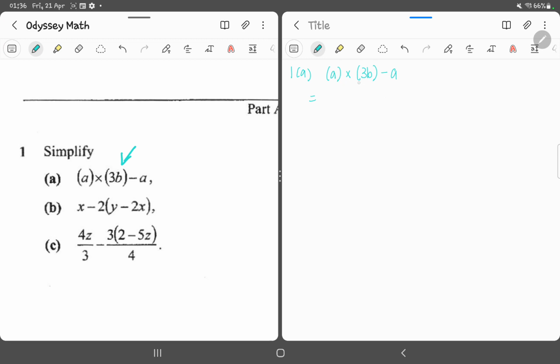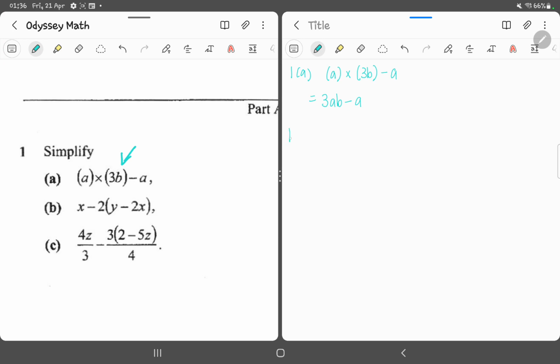So a times 3b. You can see that this is a positive a and this is a positive 3b, so the sign in front is actually plus, and the 3b is also a plus. So 3 times a times b. You can think of it that way. So it will be 3, and then we have ab over here, because that is how we multiply algebra together, and then we finally have our minus a, and we are done. So that's for part a.